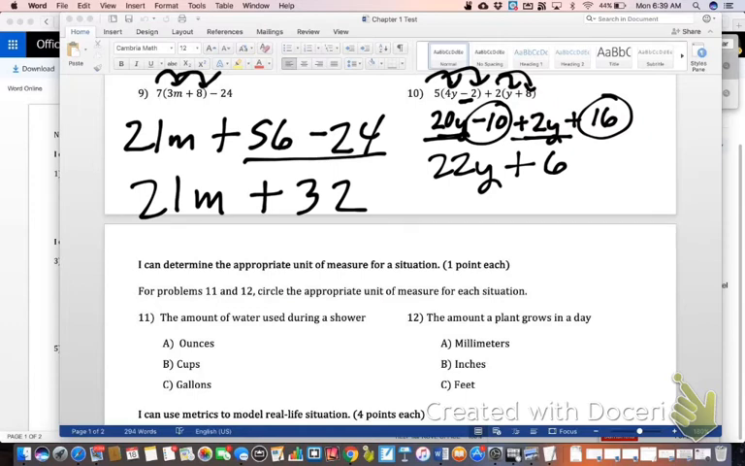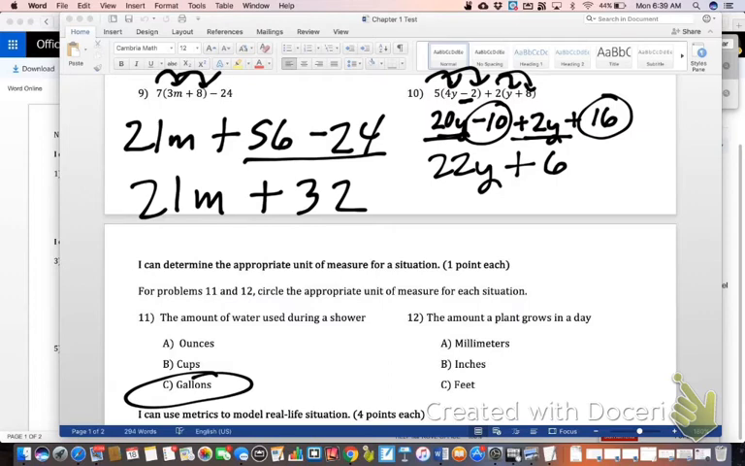Number 11 asks for the amount of water used during a shower. What would be the most appropriate unit? So that's going to be gallons. We certainly don't want to measure the amount of water we use in a shower with ounces. Man, that would be a lot of ounces. And cups would still be too small. The amount of water used during a shower doesn't have to be perfectly exact, so gallons are sufficient.